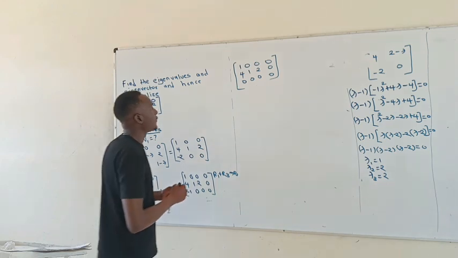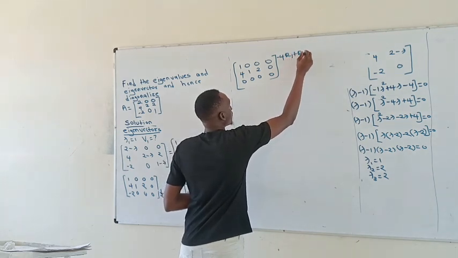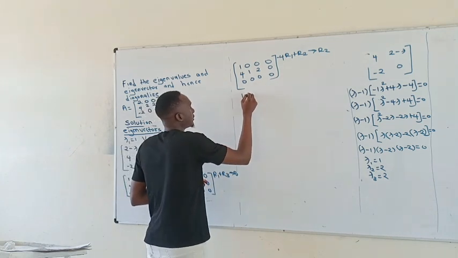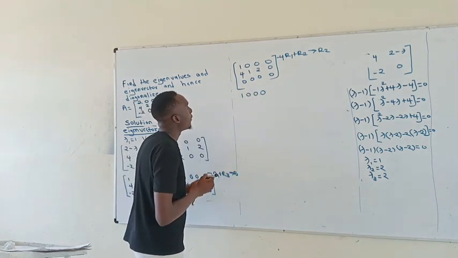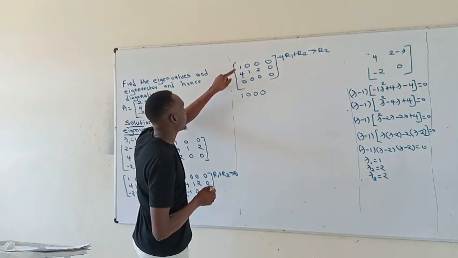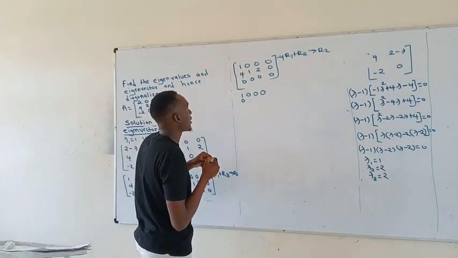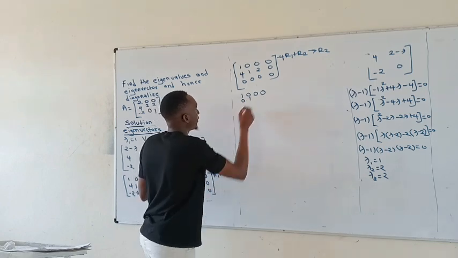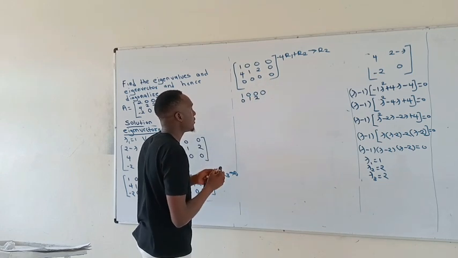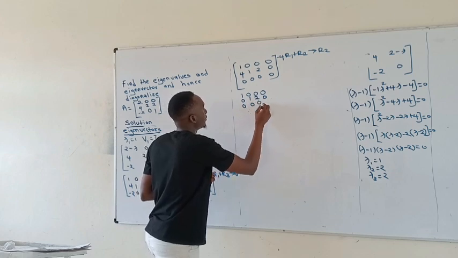Let's have negative 4 row 1 plus row 2, our answer to row 2. So we maintain row 1, 1, 0, 0, 0. Then negative 4 times 1 is negative 4. Negative 4 plus 4 is 0. Negative 4 times 0 is 0. 0 plus 1 is 1. Negative 4 times 0 is 0. 0 plus 2 is 2. Negative 4 times 0 is 0. 0 plus 0 is 0. Then we have 0, 0, 0, 0.